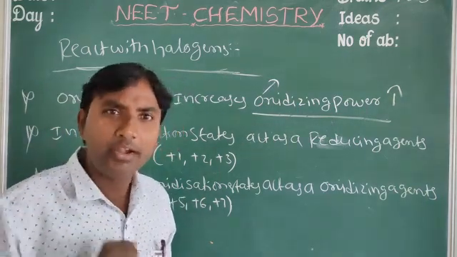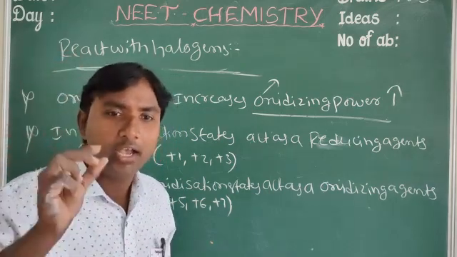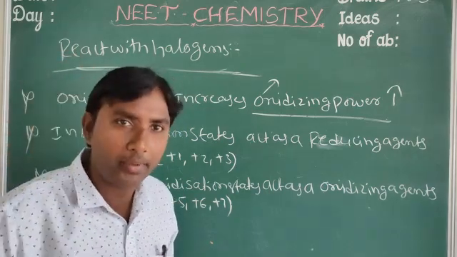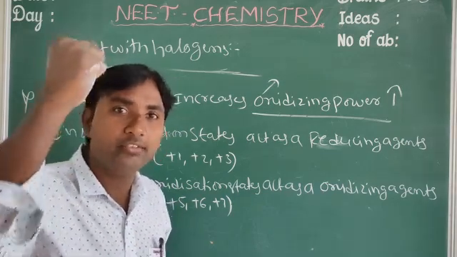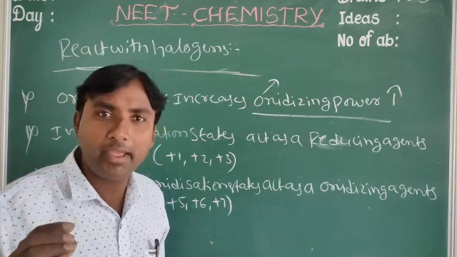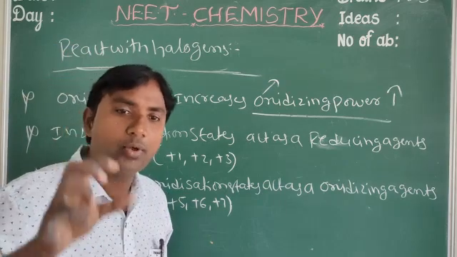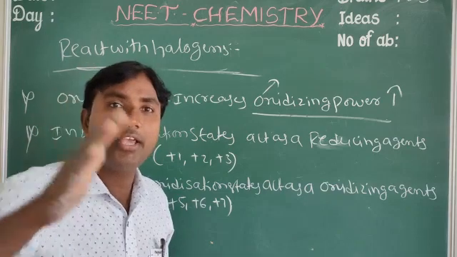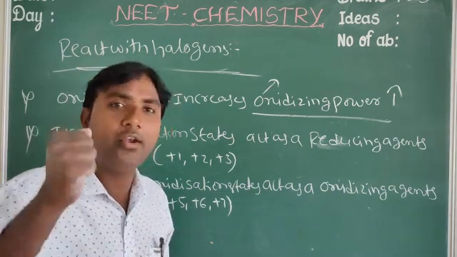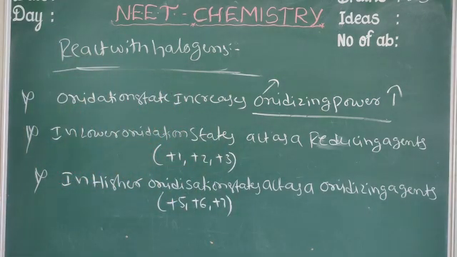So transition elements in higher oxidation states like +5, +6, +7 act as oxidizing agents, meaning oxidizing power is more. Transition elements in lower oxidation states like +1, +2, +3 act as reducing agents, meaning reducing power is more. That's why you should remember this point. Next one.